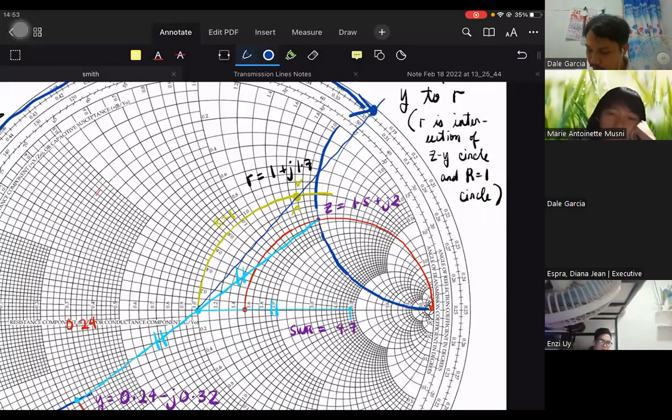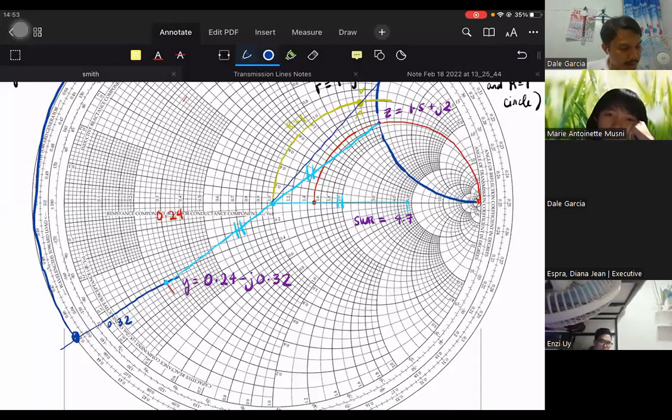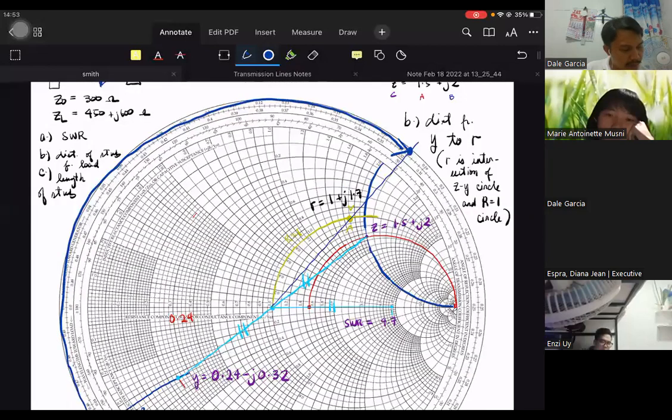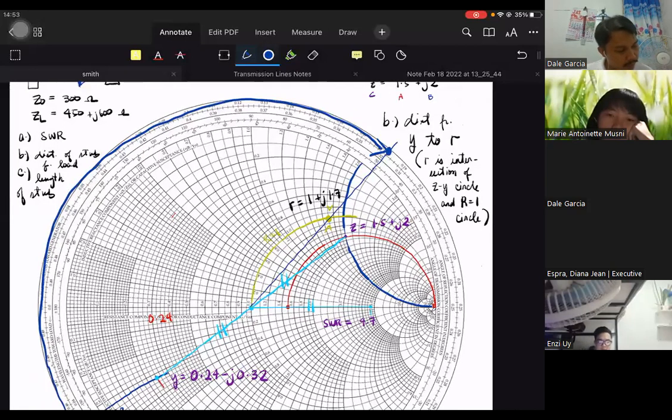So that is where we should measure B, the distance of the stub from the load, the distance of the load to the stub. To determine the length of the shorted stub, calculate the distance from the y equals infinity point, which is here, to point I.